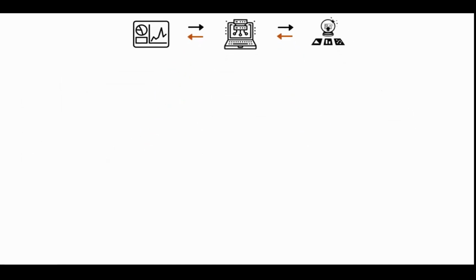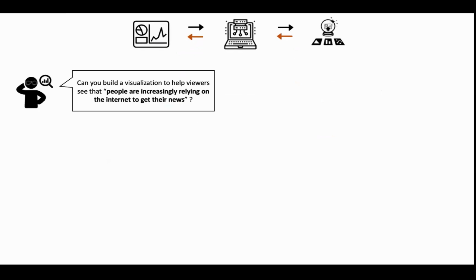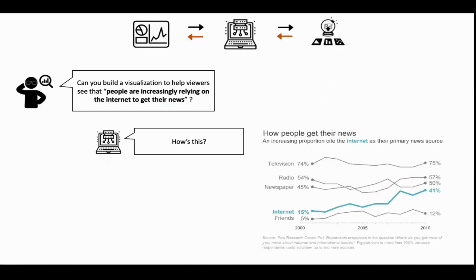And the ideal outcome might look something like this, right? You ask your computer, can you build a visualization that helps people see that people are increasingly relying on the internet to get their news? And your computer says, how's this beautifully done visualization, right? So we haven't gotten there yet, but there is some progress that we have made, and I'm sure Leo has some very fancy tools these days that can do very close to this.